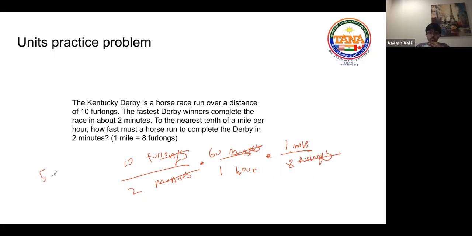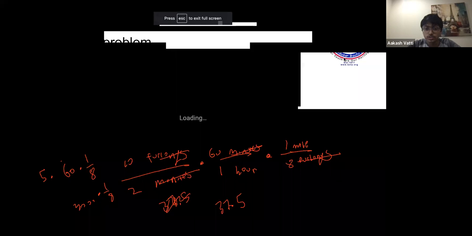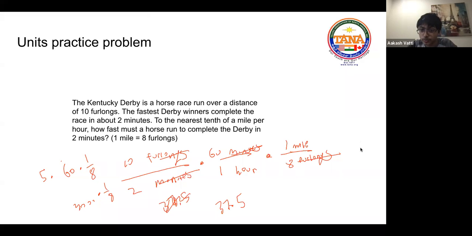So you do 10 over 2, which is 5, times 60, times 1/8, which should come out to 300 times 1/8, which is 37.5. Let me just double check with my answer down here. Yep, it's 37.5. So do you guys understand why it's 37.5 and not, I saw 0.8 a couple of times, 1.3, 1, 1.25? Or do you have a question why it is 37.5 and not whatever you got? So put in the chat if you understand, or should I explain it again?